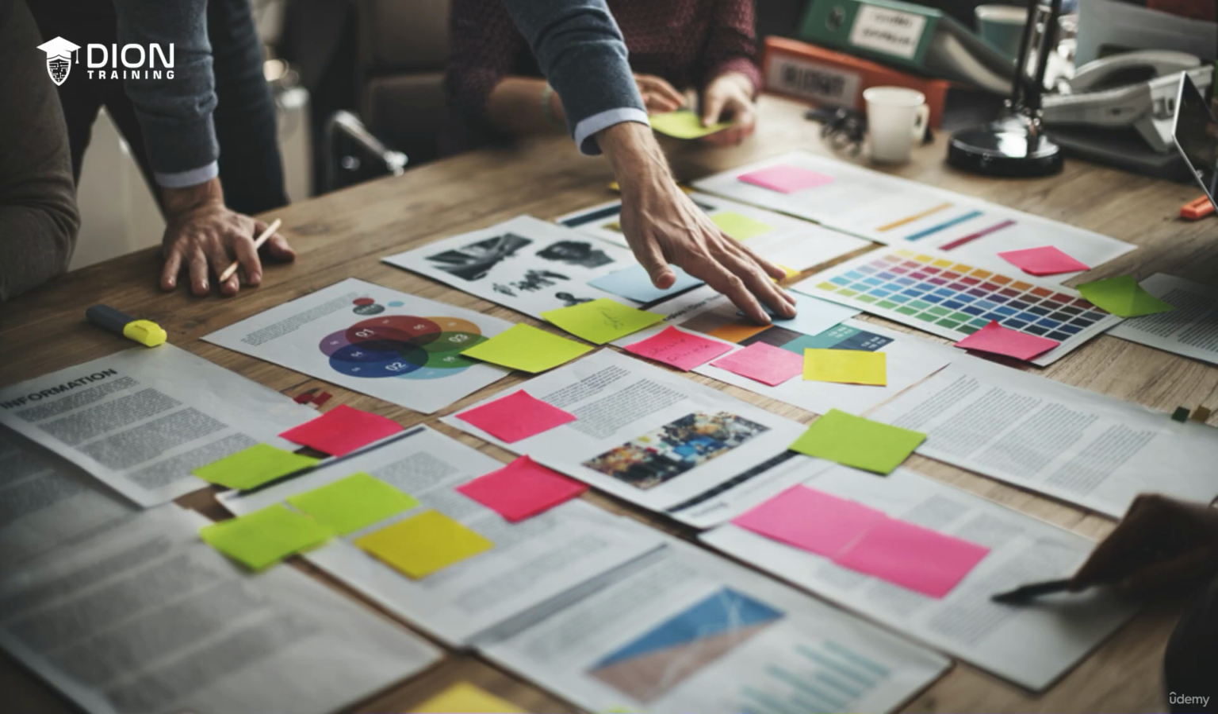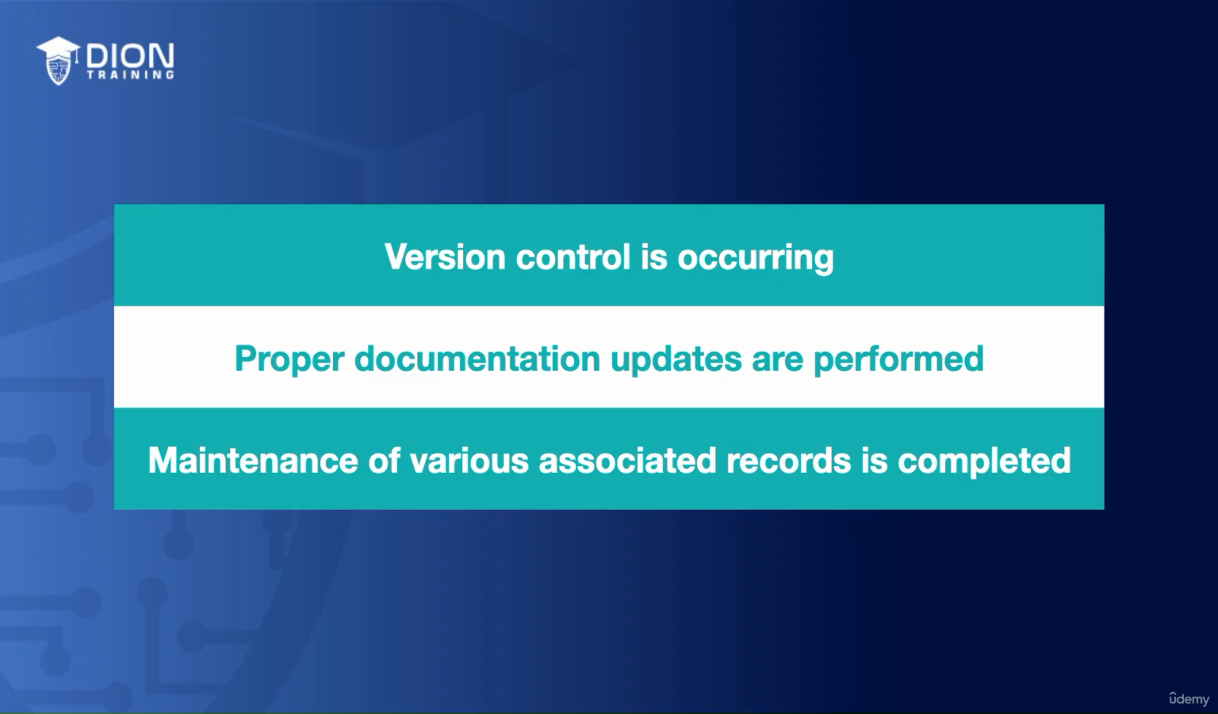So remember, documenting changes is more than just an administrative task. It's a vital component of effective change management. To effectively document our changes, we must ensure that version control is occurring, proper documentation updates are being performed, and the maintenance of various associated records is being completed to ensure clarity and accountability of our change actions.